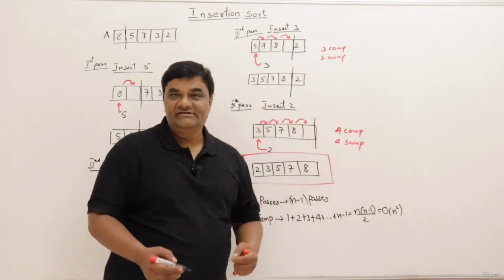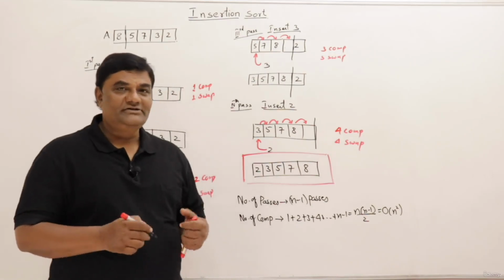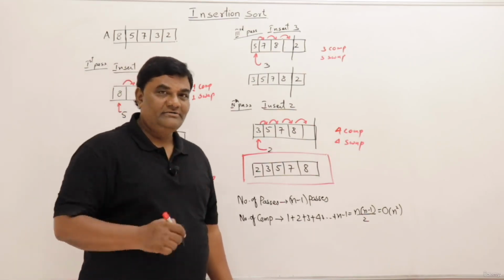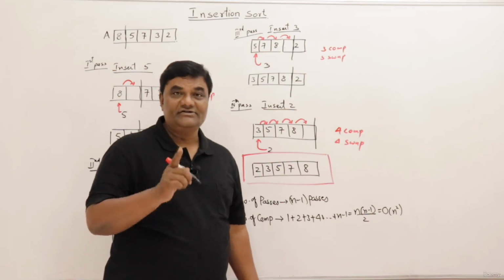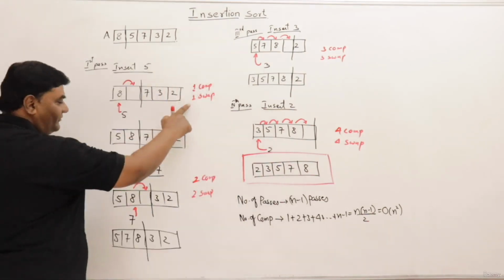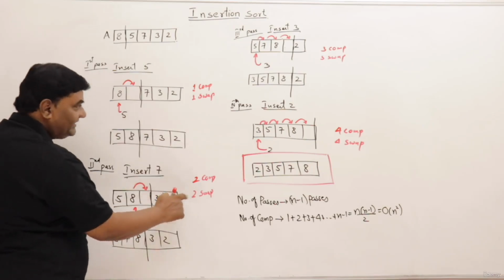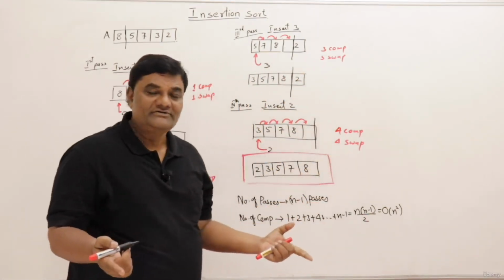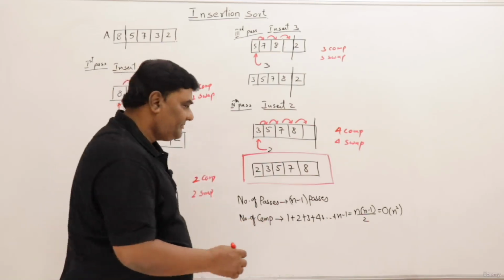As the number of comparisons is taken as the time complexity of an algorithm, the time complexity of insertion sort is n square. Maximum time taken by insertion sort is n square. Now what about the swaps? Here 1 swap, maximum 2 swaps, right? Then 3 swaps and 4 swaps. So for swaps it is the same as the number of comparisons.